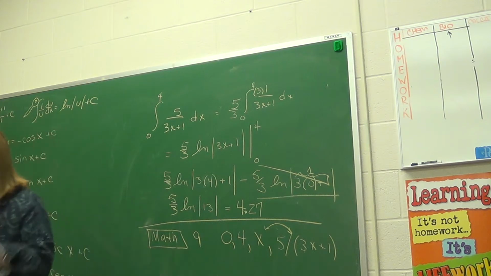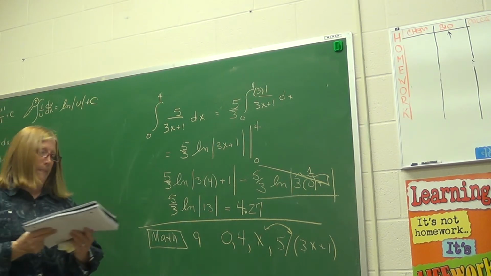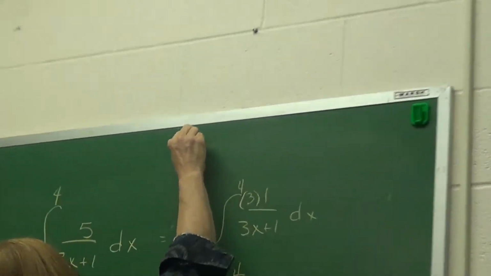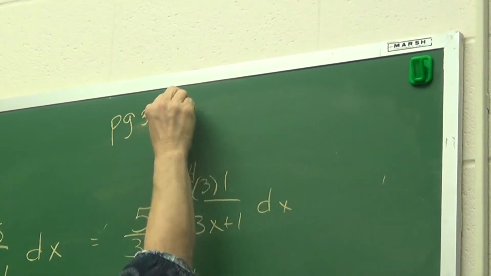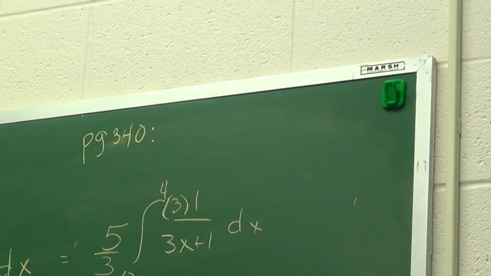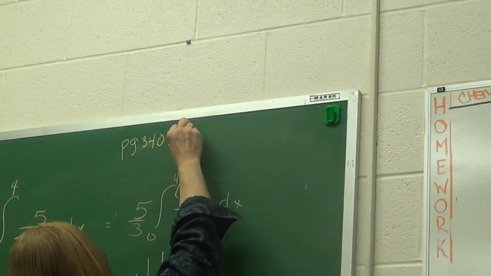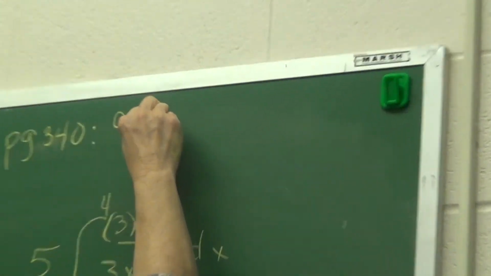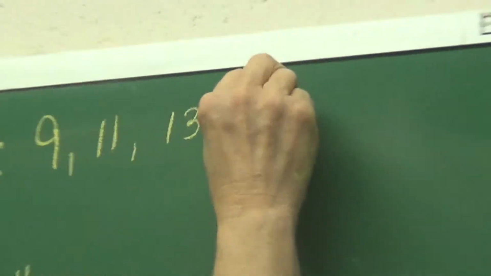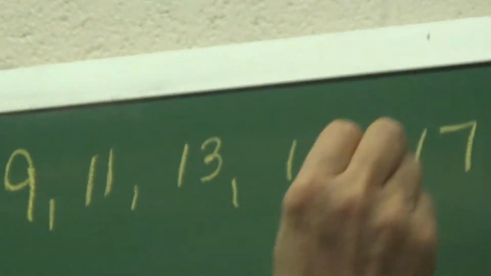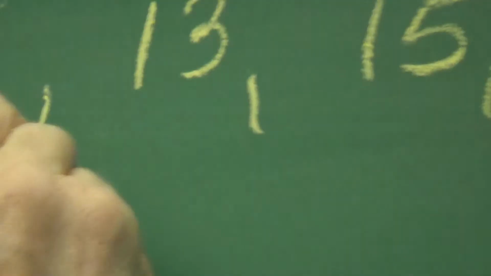All right, let me give you your problems. We're on the same page, and that page is 340. I'll do 12 problems, so let's get started on them. We'll do 9, 11, 13, 15, sort of coming alongside what we did last night with the odd ones, so you'll be able to check them.